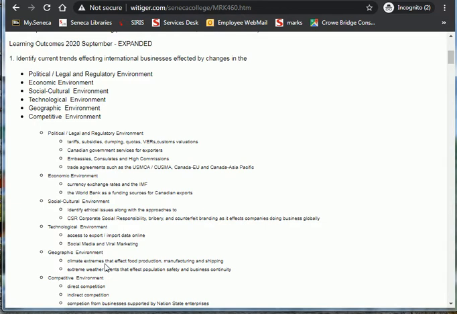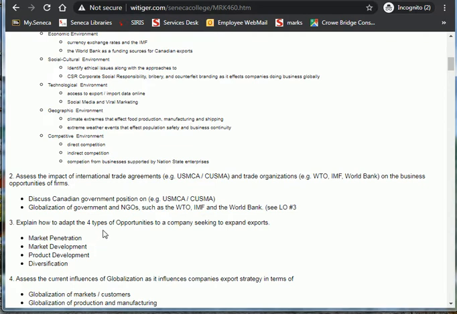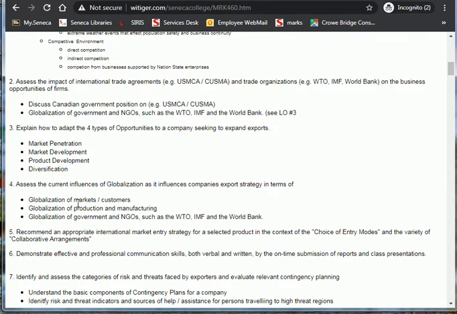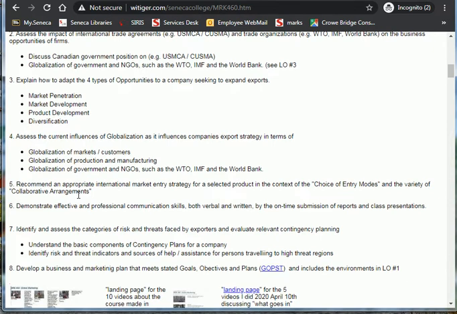And of course, the more important thing is the competitive environment. We'll talk a little bit about the international trade agreements, but only as it applies to Canadian exporters. We'll talk about the four types of opportunities, which are left over from our MRK 106. We'll talk about globalization and how that puts a lot of pressure on competition. And also collaborative arrangements, why so many companies are involved in joint ventures. And we'll also talk about risk and threat.